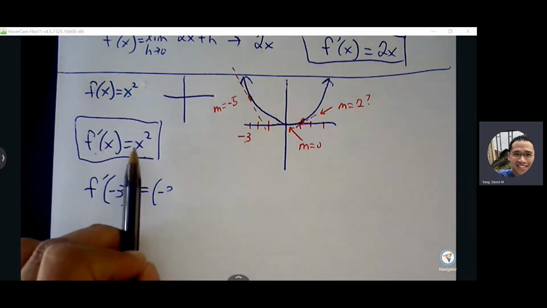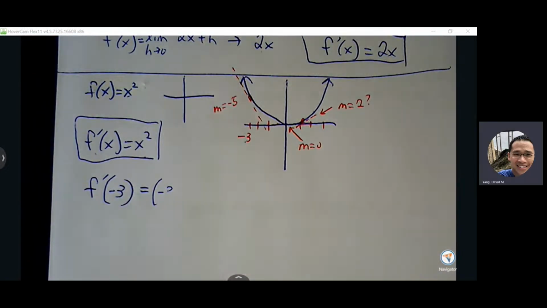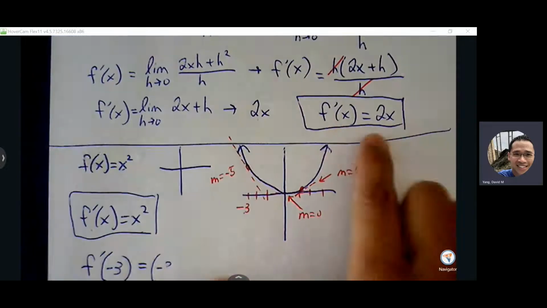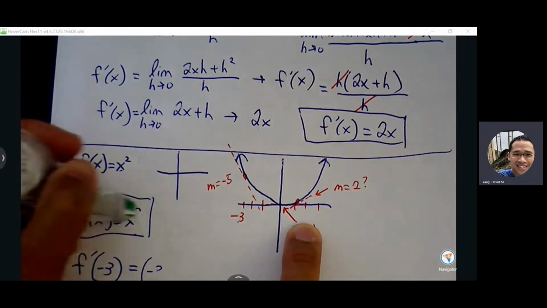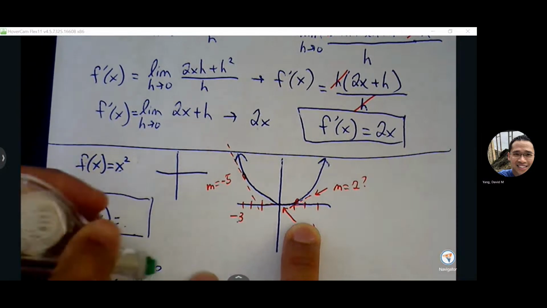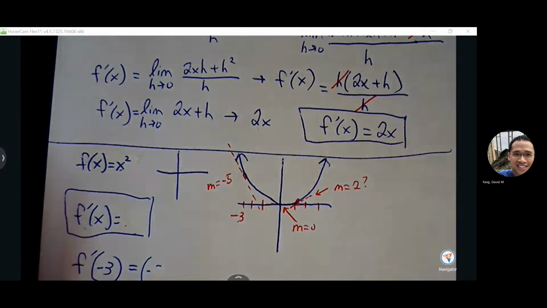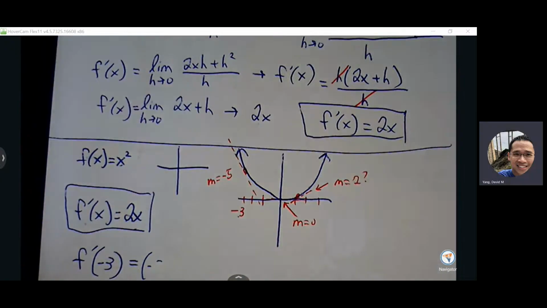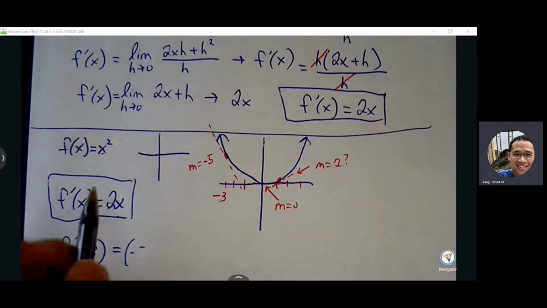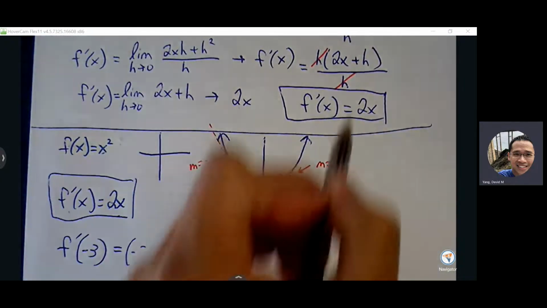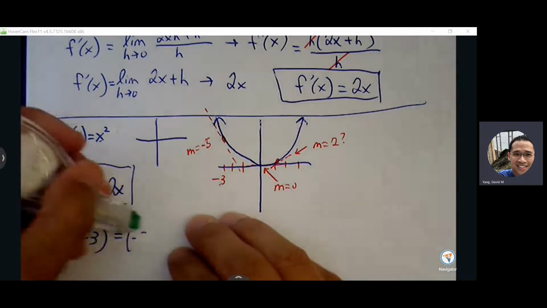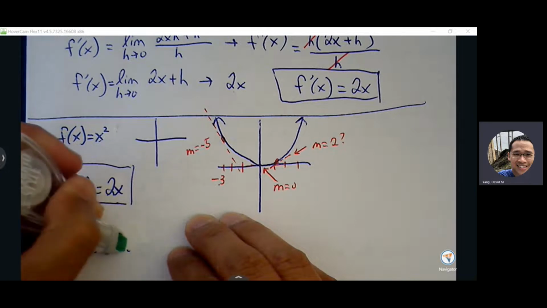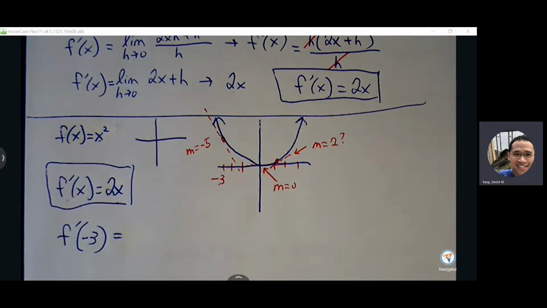I'm sorry, f prime is not x squared. I copied it wrong. F prime of x is 2x. Sorry, x squared is the function and 2x is my derivative. So 2x is my slope formula built specifically for this function x squared. If I insert negative 3 for x, what's my result going to be?